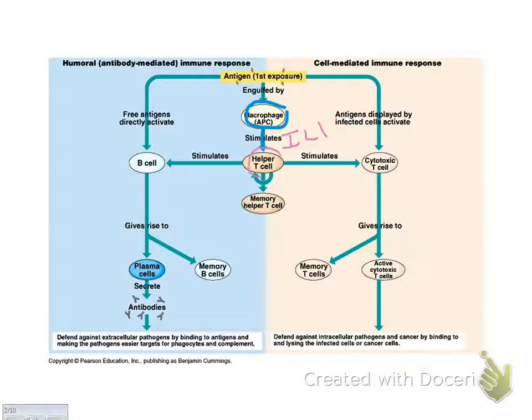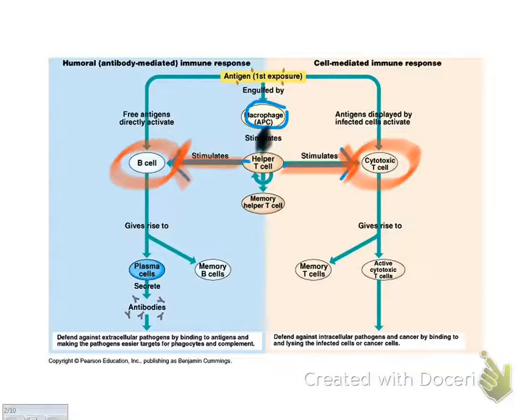And that stimulates the helper T cells to release IL-2. So this is IL-2, and this is IL-2. IL-2 is released from helper T cells, and it stimulates the cytotoxic T cells and the B cells, while IL-1 was this one right here. So IL-1 comes from the macrophage, IL-2 comes from the helper T cells.